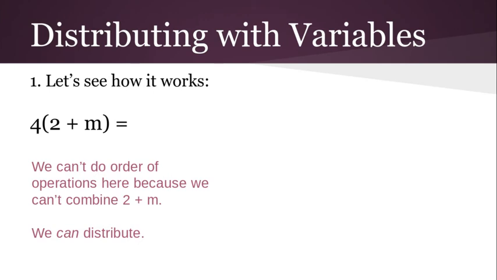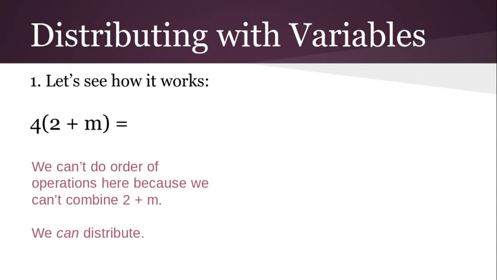Let's see how distributing with variables works. Here we have 4 times 2 plus m. We can't do order of operations here because we cannot find a sum of 2 and m, but we can distribute. If distributing confuses you, make sure you stop this video before continuing and go back and look at part 2 of my order of operations video in this series.